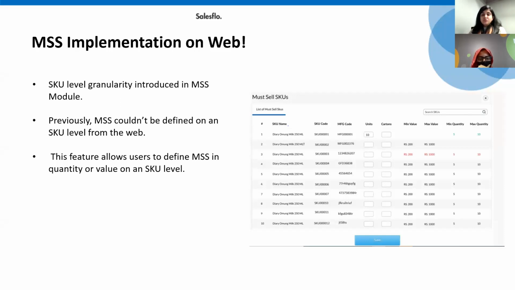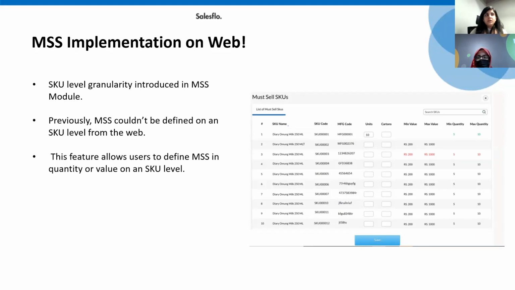Just to brief you a little on what MSS is, basically we have a feature in our system that is must sell. We can define must sell on different types of categories. You can define must sell on a brand, on a master SKU, or an SKU. Must sell is basically that you want to restrict the quantity or the value for an order booker to book an order on.